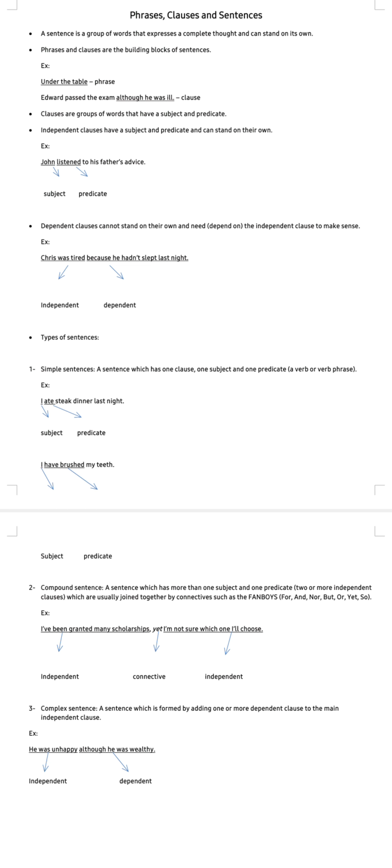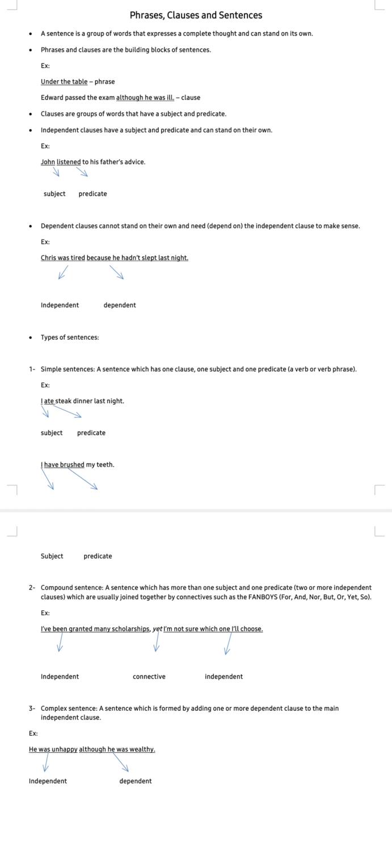For example, I ate steak dinner last night. I is the subject, ate is my predicate, and that's it. The rest of the sentence is extra information, but I ate steak dinner last night. You have one clause, one subject, and one predicate, which can be a verb or verb phrase. What do I mean by verb phrase?